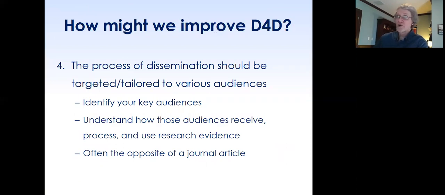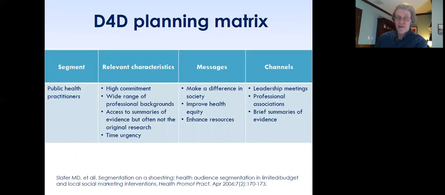Another way to improve can involve the process, and I've already alluded to this, is targeting the process better, identifying audiences, how they receive information, how it can be tailored, which is often the opposite of a journal article, which is only set for one audience in a very focused way. So I like this little planning matrix when I think about audiences. And so I just put an example in this one, public health practitioners.